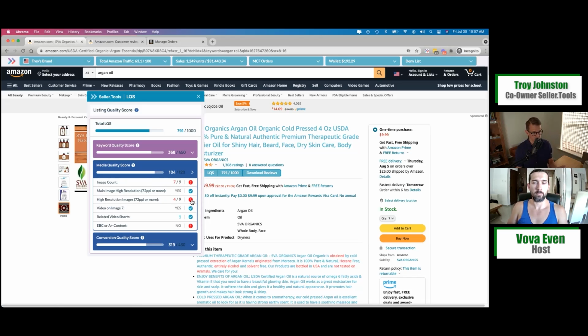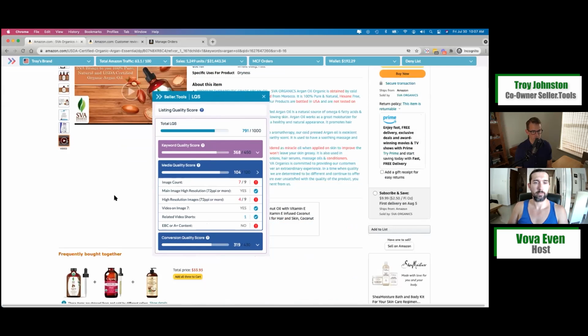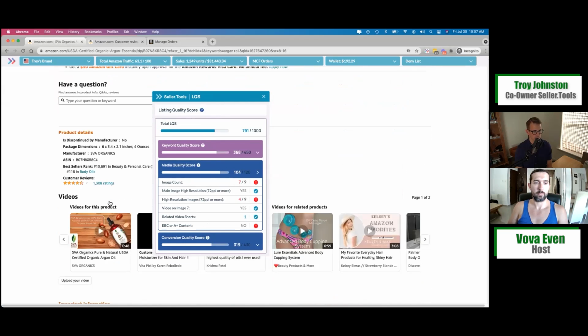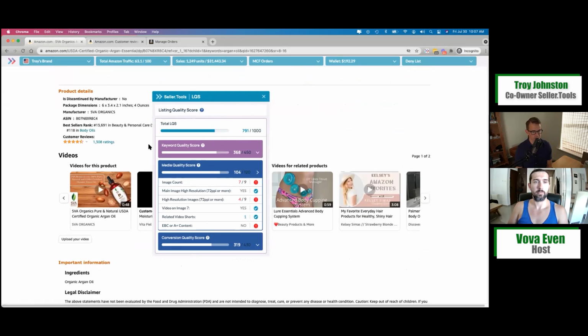We will analyze this for you. So we'll look at each image making up the listing, both the main image and then the additional images. Are they high res? And in this case, they're not meeting that quality criteria. Video on image 7. So this is checked off. That's good. Again, we can see that here. Related video shorts. And this is coming from the brand. So if we scroll down, we can see here, we've got a video short added in. So that's good to go.